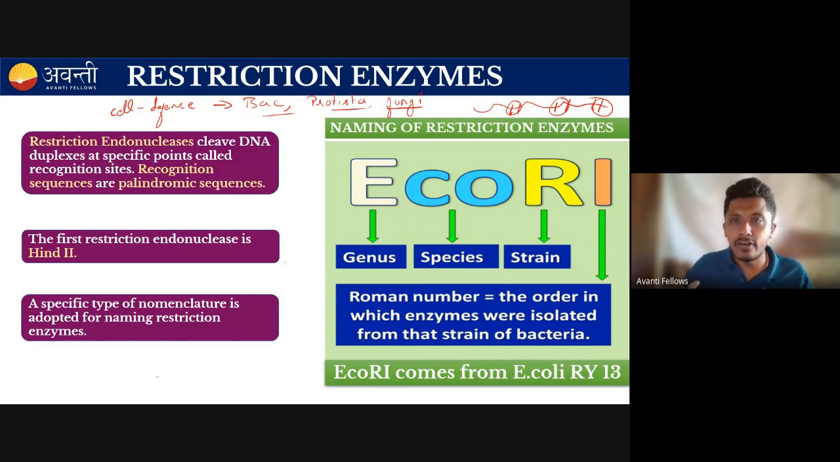For example, we have a restriction enzyme called EcoR1. So EcoR1 is a type of restriction enzyme. How do we name this? E is for Escherichia, which is the genus name of a bacteria. CO is coli, which is the species name of the bacteria. R is the strain of the bacteria, and 1 is the serial number in which this enzyme was extracted. EcoR2, EcoR3 means EcoR1 came in the beginning, followed by 2 and 3, etc. Understood? So this is how the naming is done.